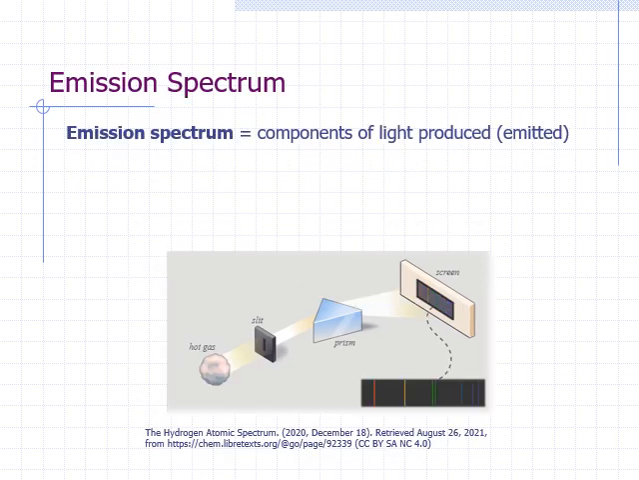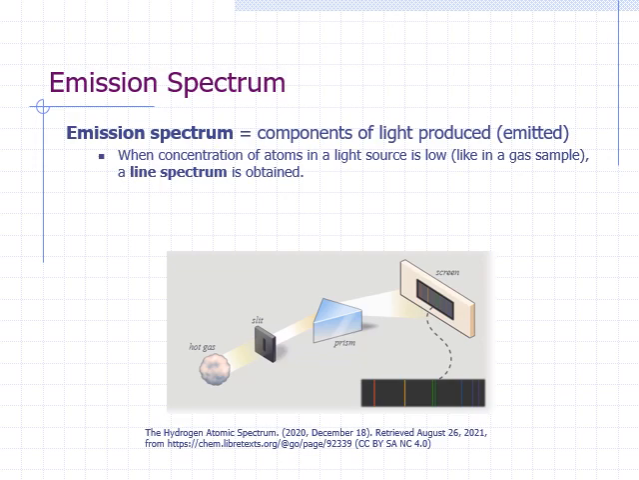We refer to the components of light from a given source as the emission spectrum of that source. When the concentration of atoms in a light source is low, as in a gas sample as illustrated here, we get what is called a line spectrum. What we see is a series of bright colored lines.